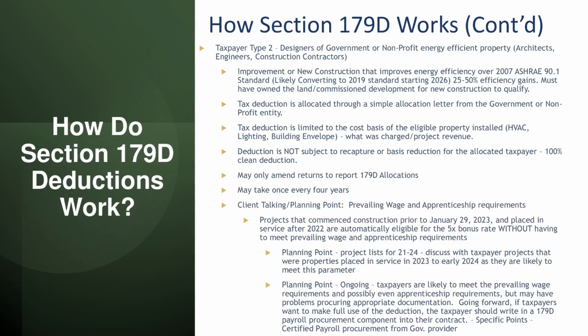Obviously there are some issues with it with the for-profit guys. One of the bigger differences here is that you can't do a 3115, so you can't do an automatic method change. You can only amend returns to report Section 179D allocations. And you can only take this tax deduction once every 4 years on a specific government building, right? So they can only basically allocate a 179D deduction once every 4 years. We actually bake that into our allocation letters so that they know that that's basically a request. Essentially, you haven't done this for another taxpayer, right? And so that's really one of the big issues, I think.